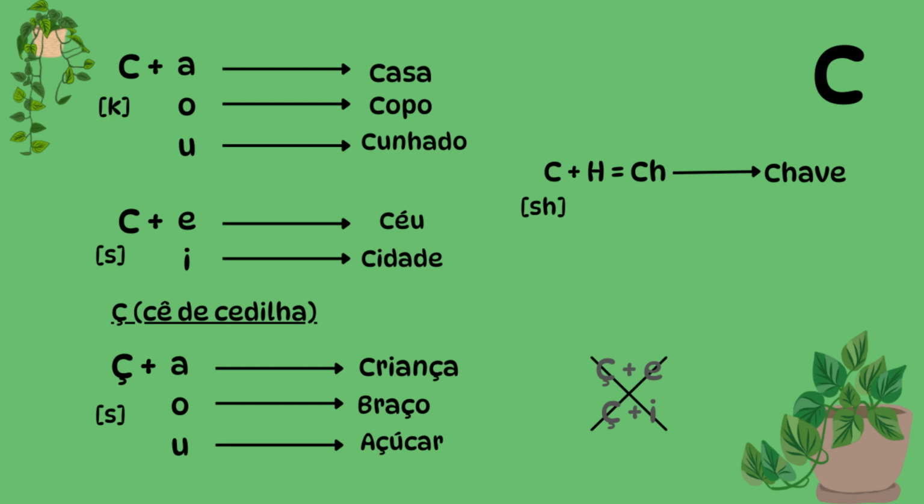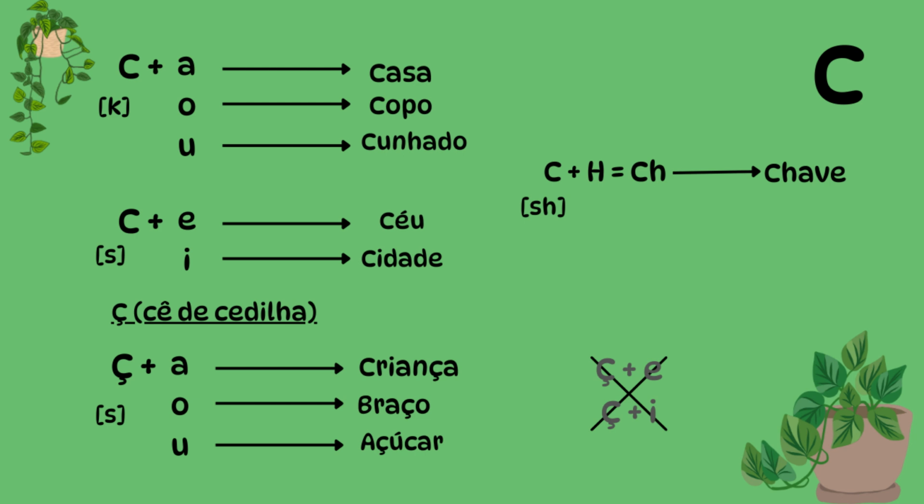For example, céu. It's not céu, it's céu. Or cidade. See the difference? This is the formula for knowing when C is pronounced as K or when it's pronounced as S.